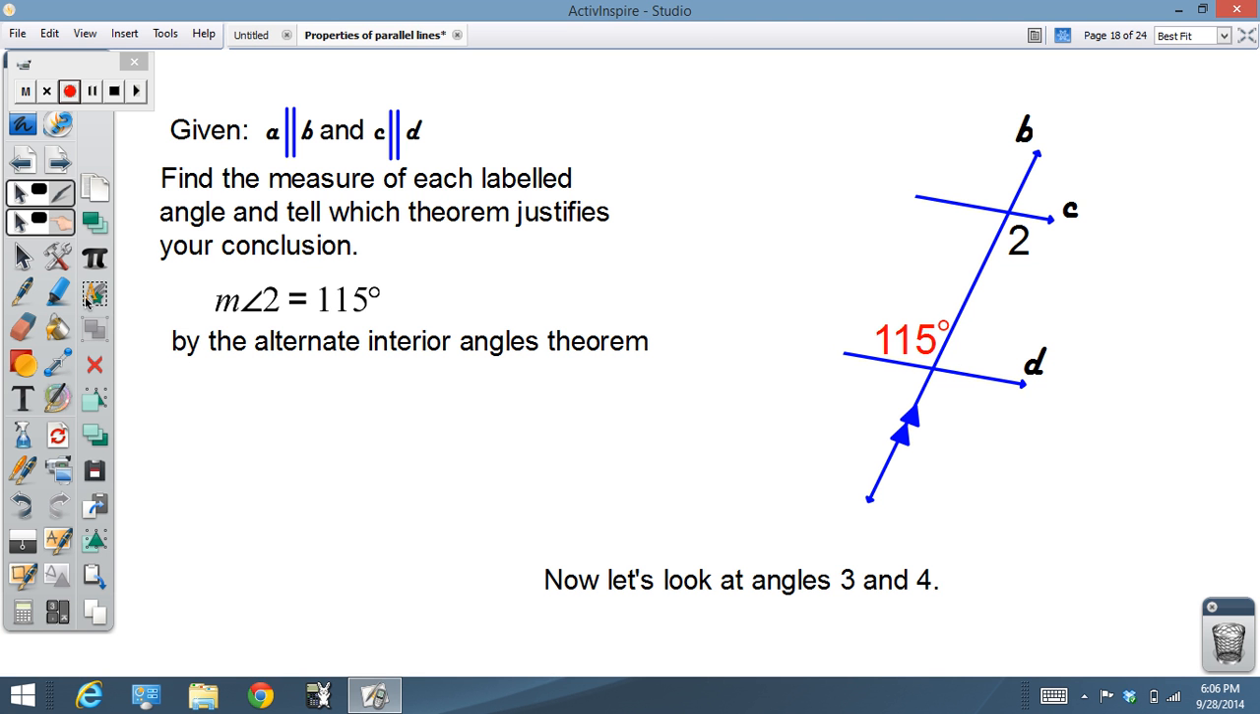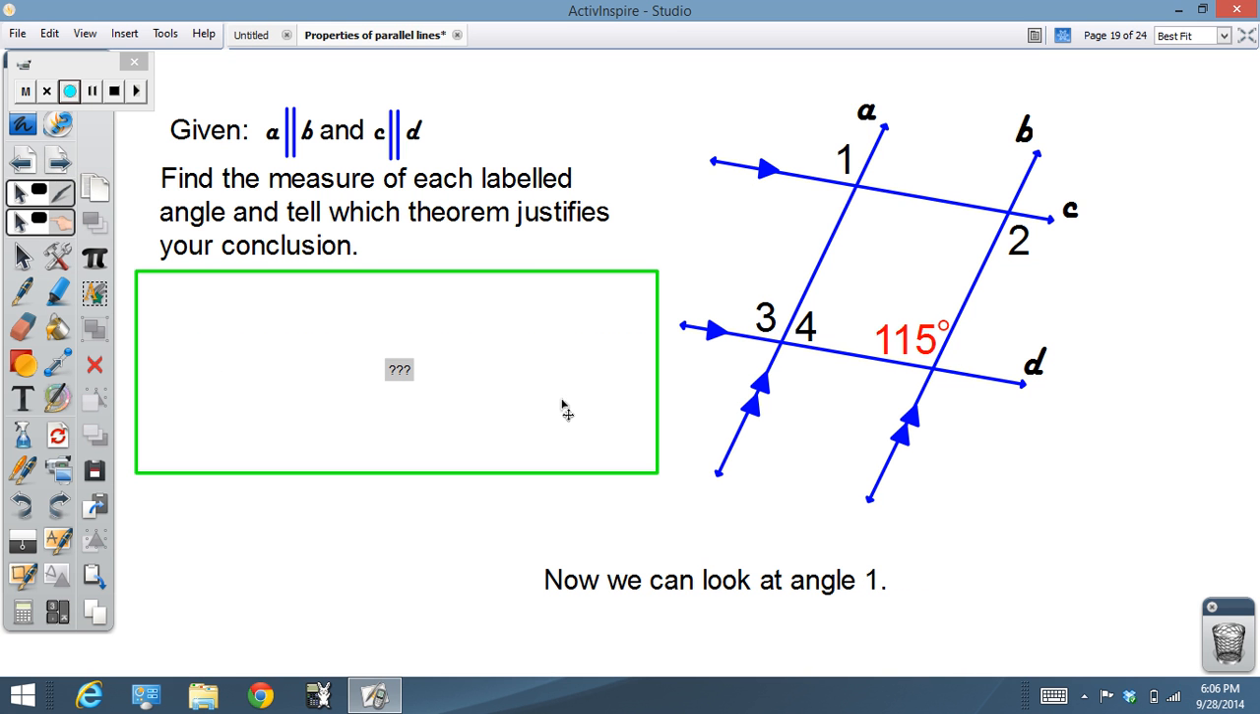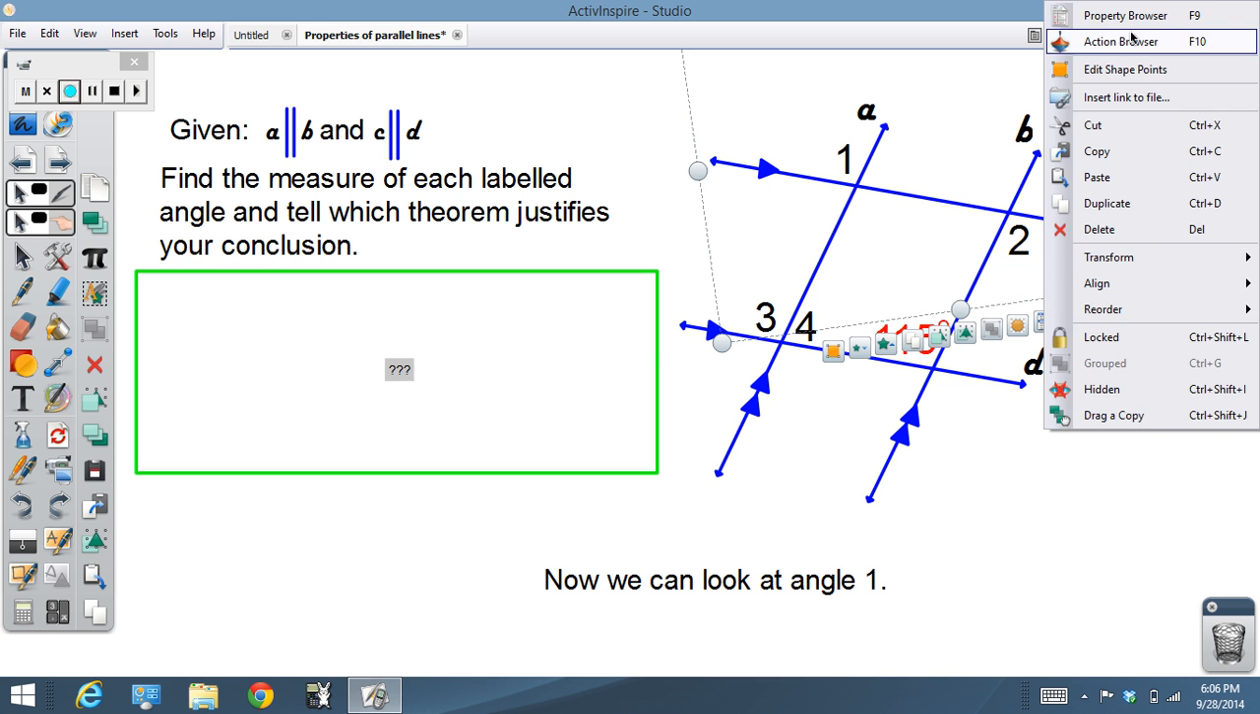Good enough? So we got angle 2 labeled. Next, I'm going to look at angles 3 and 4, okay? And to do that, I am going to want to ignore the entire upper part of the picture. So once again, let me wipe that out for us.